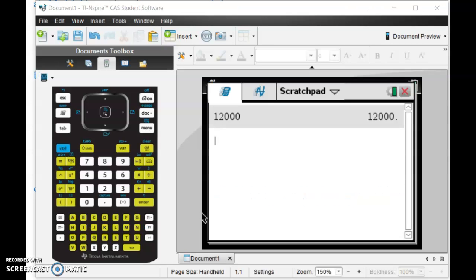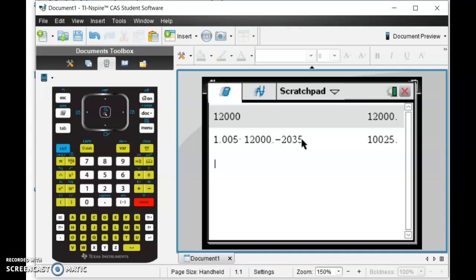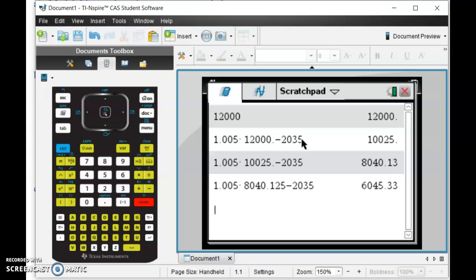So the first thing we need to put in is the principal, which is 12,000. Then we put in the recurrence. So I typed in the R, 1.005, times answer, so it's going to refer to the previous line, minus the payment of $2,035, and I press it once, twice, 3 times, and we find that he's got $6,000 left after the 3rd month.